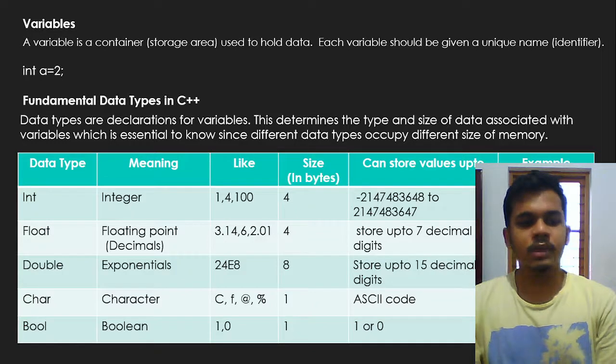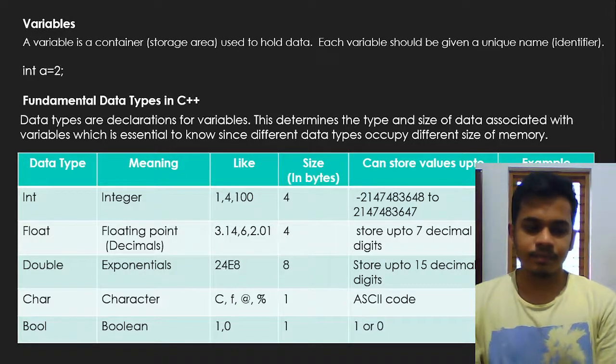Now we have the double data type. Double data type is used for exponentials, like 24e8. 24e8 means 24 into 10 raised to 8. It is used to store values up to 15 decimal digits. Here, as you can see, we have double h is equal to 20e2, which means we are declaring a variable h which is double data type, and its value is 20e2.